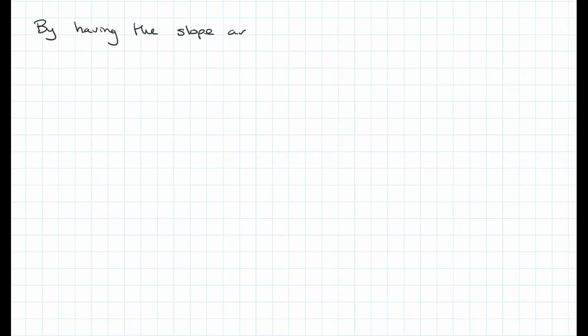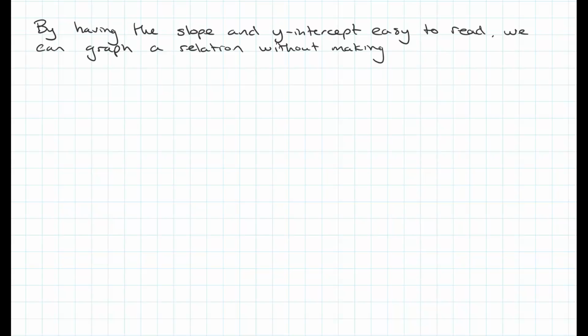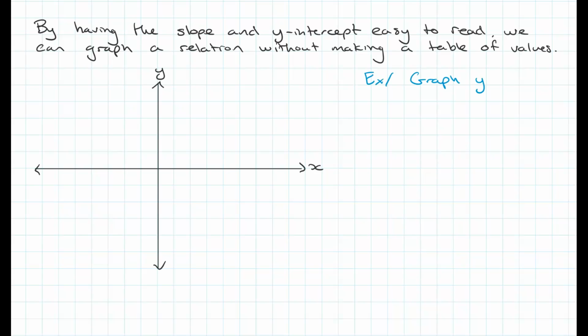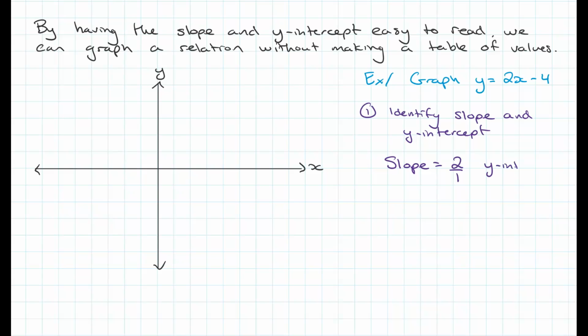Now, by having the slope and y-intercept easy to identify or to read, we can graph a relation without first having to make a table of values. So if, for example, I want to graph y = 2x - 4, I'm going to start by identifying the slope and y-intercept from the equation. So in this case, the slope is the thing in front of the x, it's a 2, and the y-intercept is the other piece, and it is a -4. That negative sticks with it.